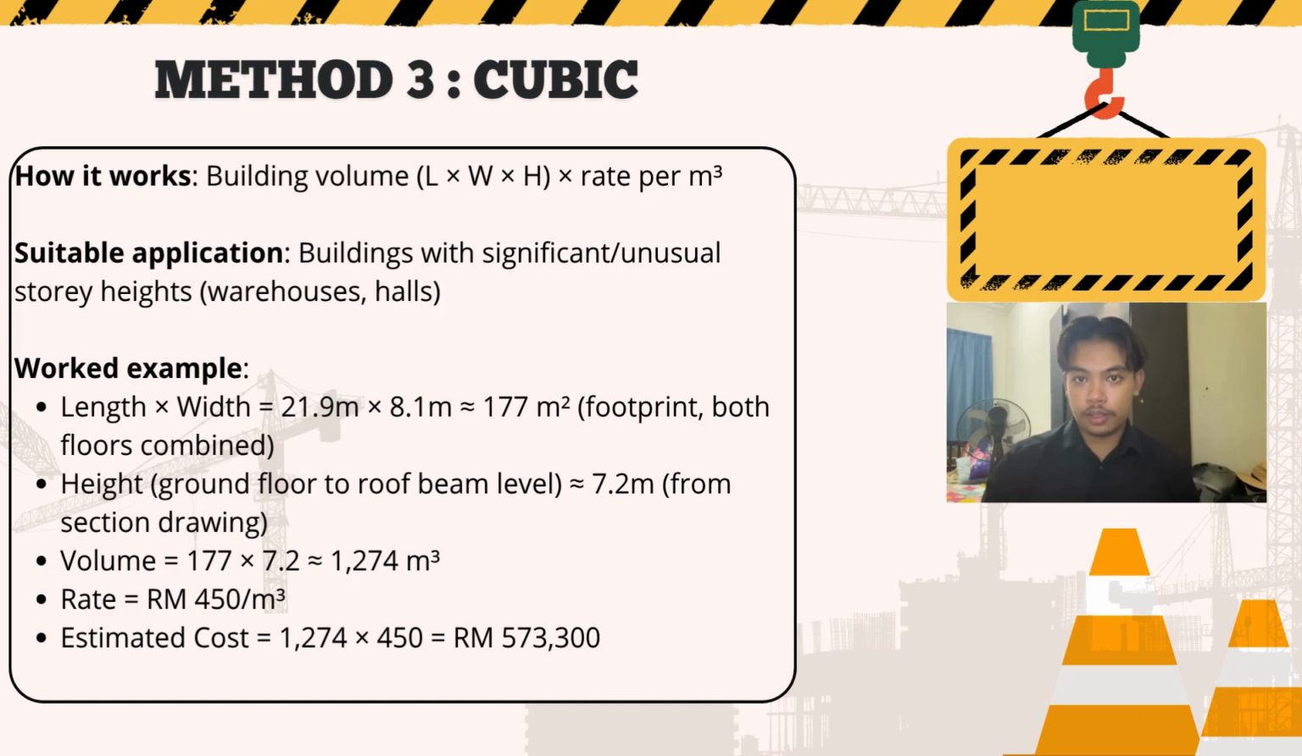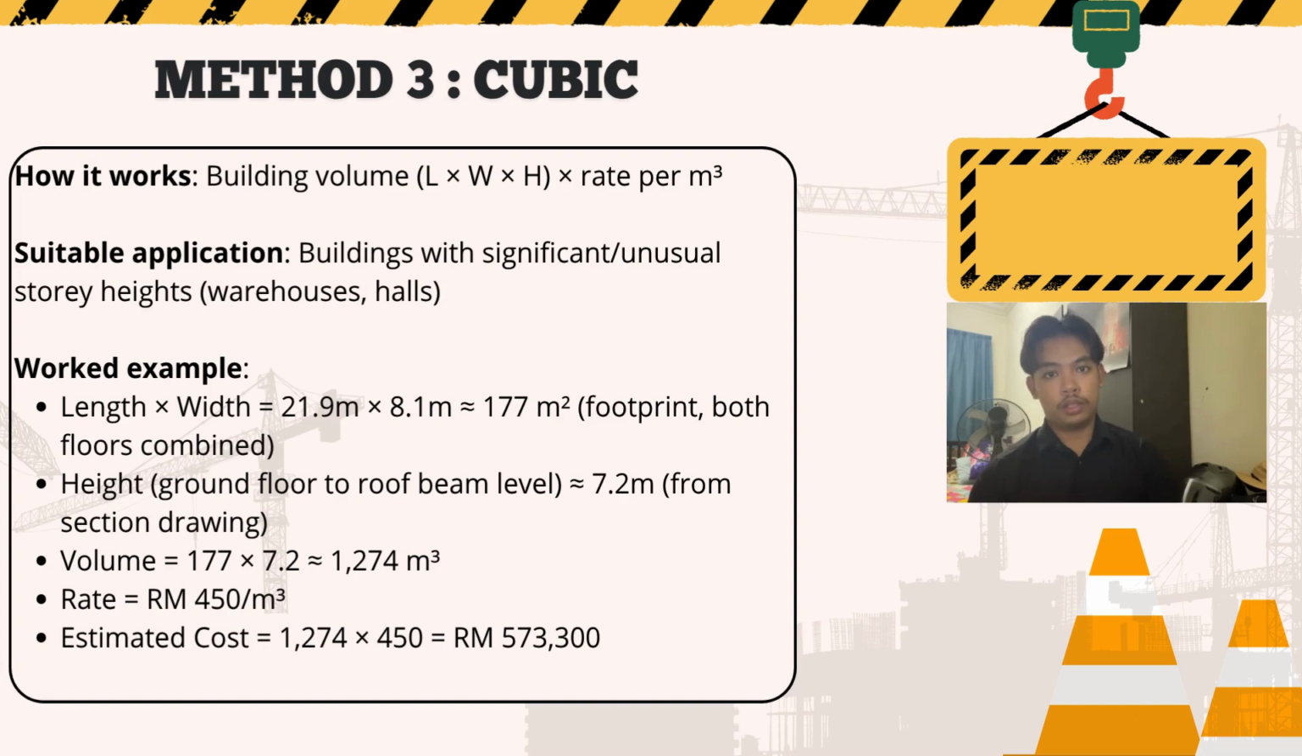Next is the cubic method, or the cube method. It's basically the same. Anyway, how it works is, instead of using floor area, we use the volume of the building, which is length times width times height, and multiply it by a rate per cubic meter. This method is more suitable for buildings with unusual or significant storey height, such as warehouses or halls.